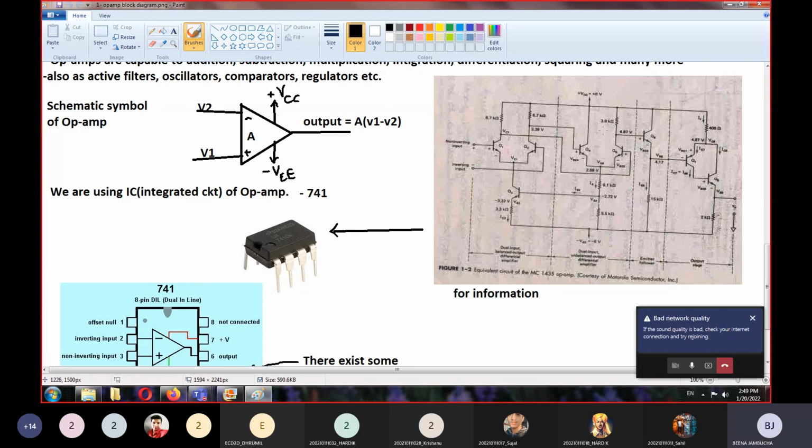Actually, this whole circuit is fabricated on a silicon chip. We are not going to make an op-amp on the PCB. Instead, we have an IC in which all these four stages of circuitry are manufactured, fabricated inside it. And it is an 8-pin IC. This is the 8-pin IC, somewhat like this.